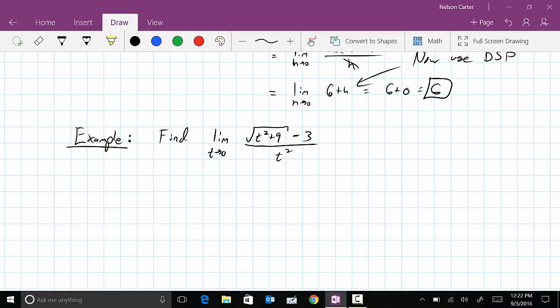So we're going to have to do something else. So let's see here. We've got that the limit as t approaches 0 of the square root of t squared plus 9 minus 3, all divided by t squared, is equal to, well, what can we do? There turns out to be a trick here. It's called rationalizing the numerator. If you're not comfortable with this trick, you're going to want to Google rationalizing the numerator or rationalizing a denominator, and then you can learn how this works.